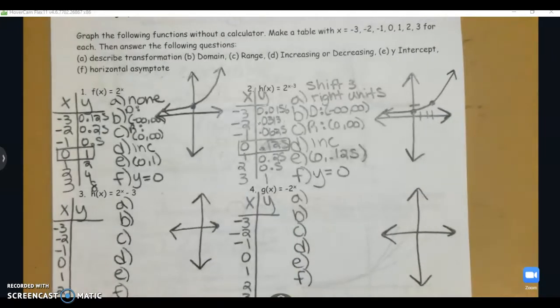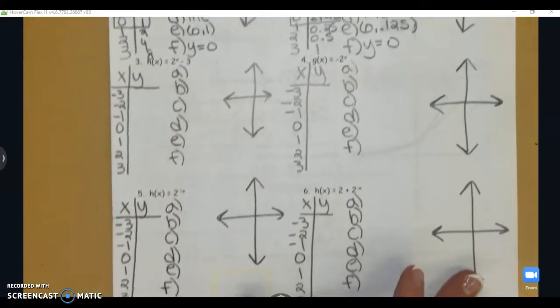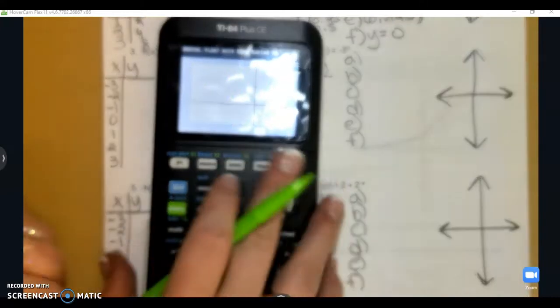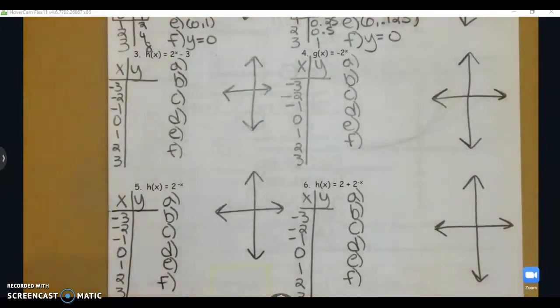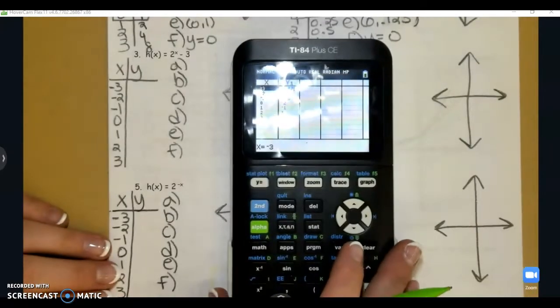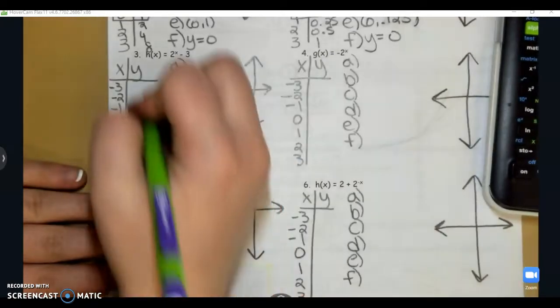Okay. Let's look on at number 3. Now I've got 2 to the x power minus 3. So 3 is not in the exponent. It is outside. And if you recall from when we did transformations in the fall, you might already have a good idea of what this is going to look like. So there's my table. I'm going to go ahead and fill it in for number 3.